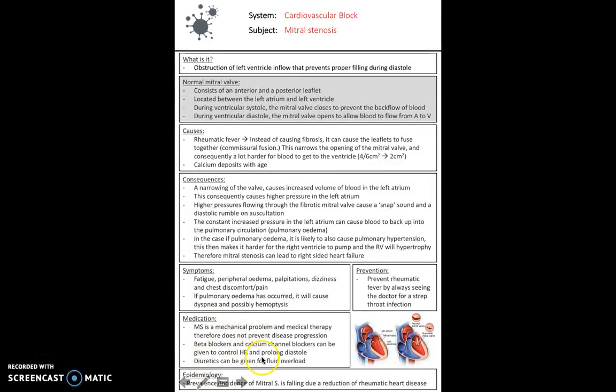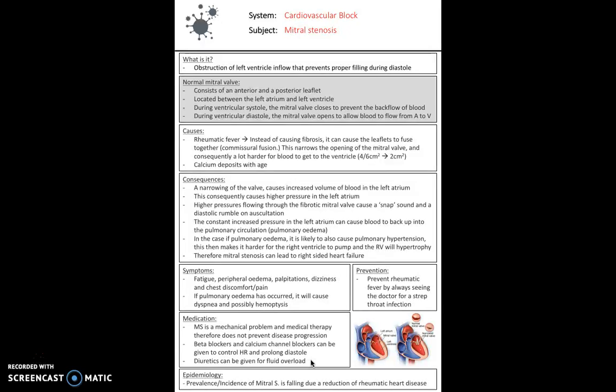Mitral stenosis is a mechanical fault, and therefore it's important to be aware that if we were going to treat this with medication, it may help the condition, but it may not; it doesn't treat it essentially, it may just slow disease progression. So we can give beta blockers and calcium channel blockers to allow control of heart rate and prolonged diastole, which will of course increase perfusion of the heart, and we can also give diuretics for fluid overload.